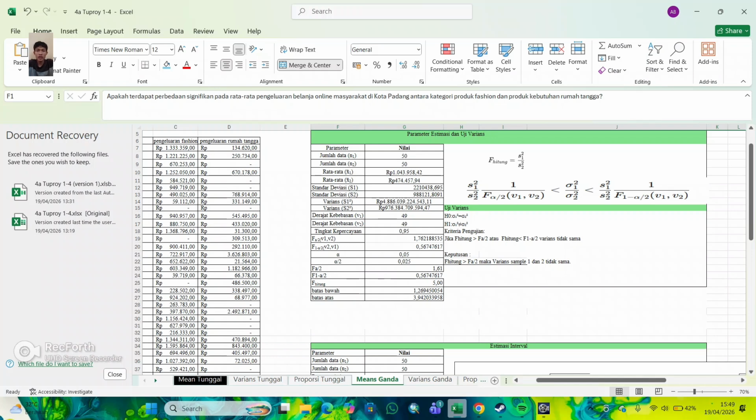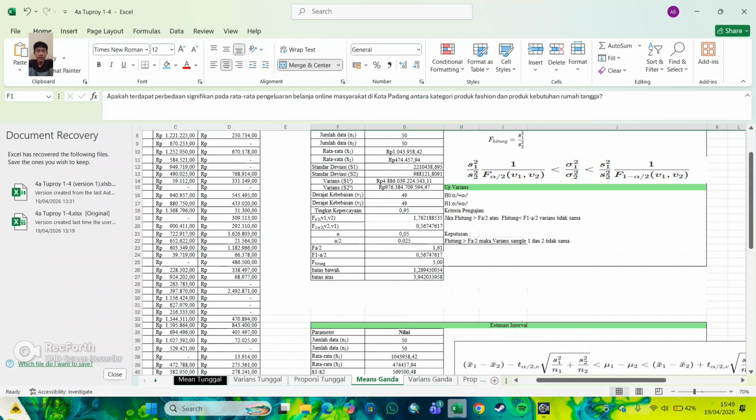For this test, we have the H0, or our hypothesis, first. We assume that the variance of the population from sample 1 is the same as the variance of the population from sample 2. And for the H1, or alternative hypothesis, the variance of population 1 is not the same as the variance of population 2.